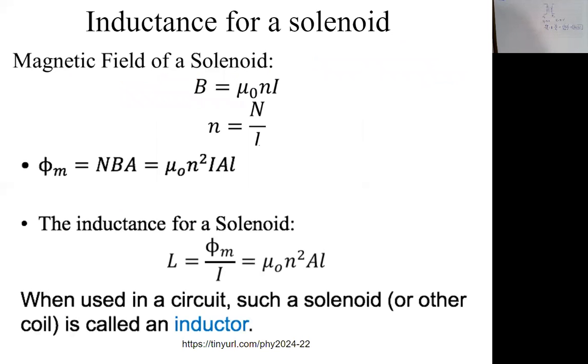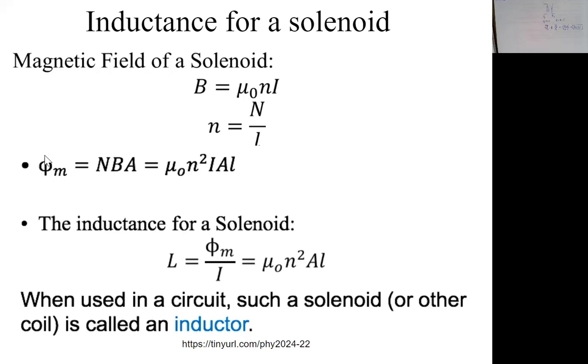And for a solenoid, it has many turns of coils in it. For a solenoid, we learned in the previous chapter that the magnetic field inside the solenoid is equal to mu naught, the permeability of the vacuum, a constant number, times n, equal to the total number of turns divided by the length, and then times I. So this is the number of turns per meter.